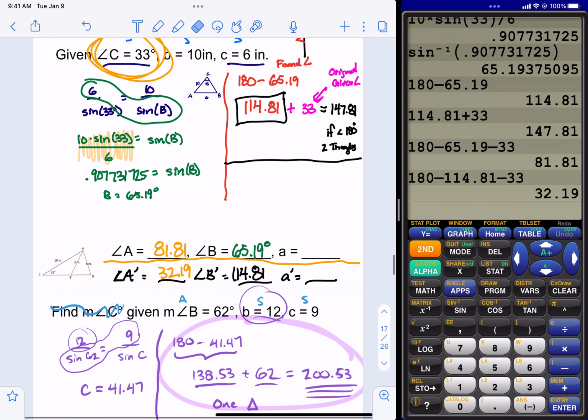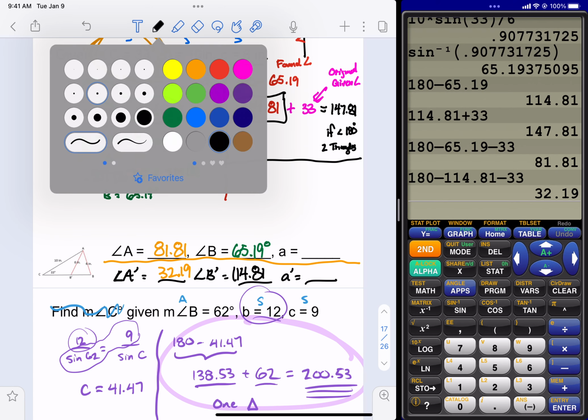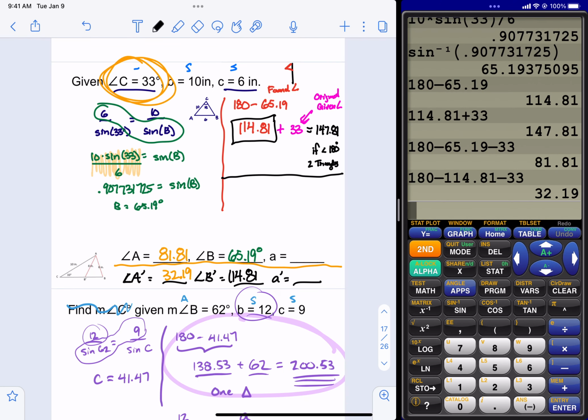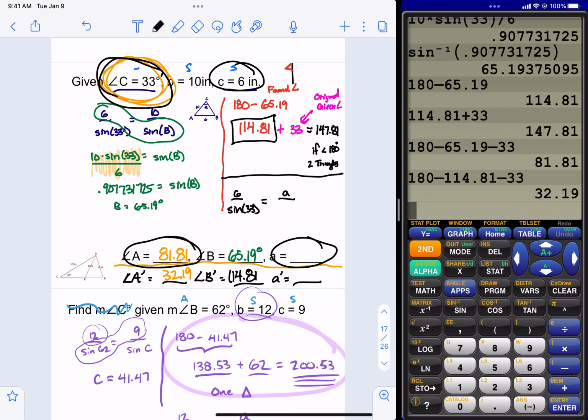So now at this point, we have found the missing angles of both of those triangles. We just have two sides left to find. One of those comes from the first triangle, and the other one comes from the second triangle. So when I set up this first problem, I can use the fact that I know angle C is this and side C is this, and I can say that 6 over the sine of 33 degrees would be equal to, now I'm trying to find side A, so I need to use angle A to do that. So side A over the sine of 81.81.